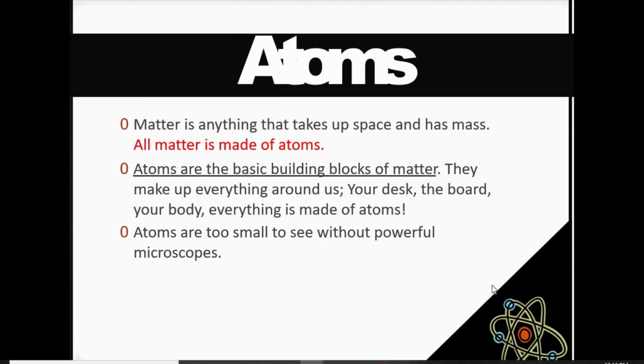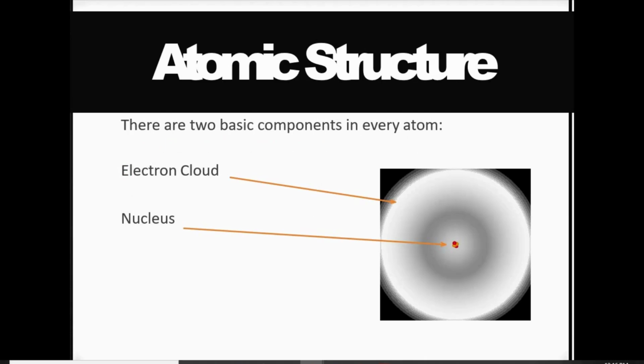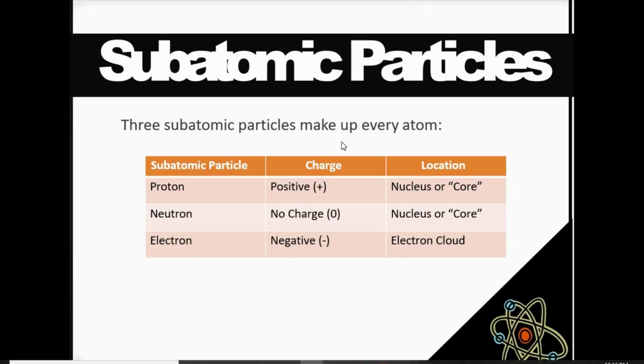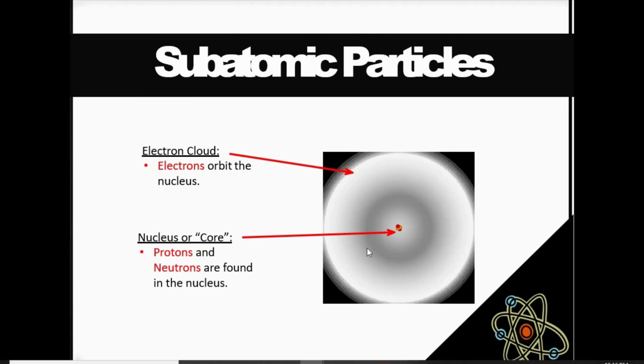As we discussed before about atoms and matter, you can see the electronic cloud revolving around the nucleus, and the nucleus containing the positively charged protons and the neutrons with no charge inside it. The subatomic particles make up every atom: the protons are positive, the neutrons have no charge, and the electrons are negatively charged. We find the protons and neutrons in the nucleus, while the electrons are in the electronic cloud, revolving around the nucleus.